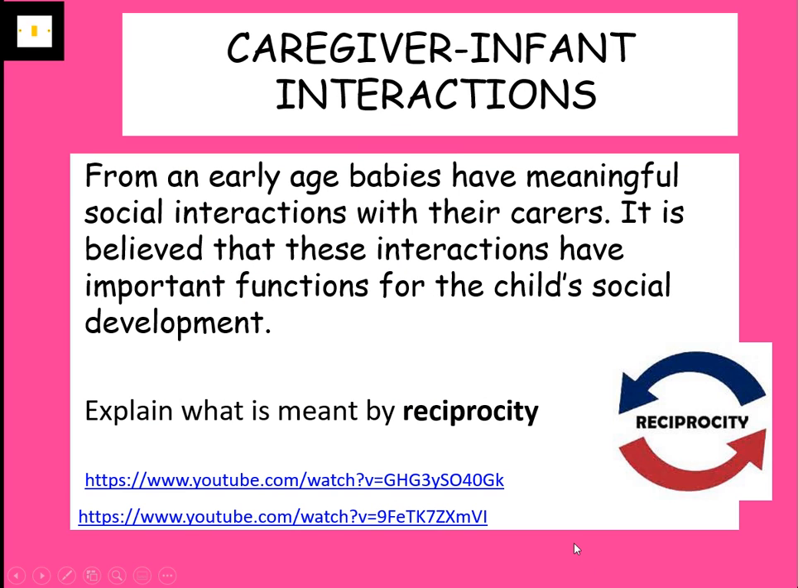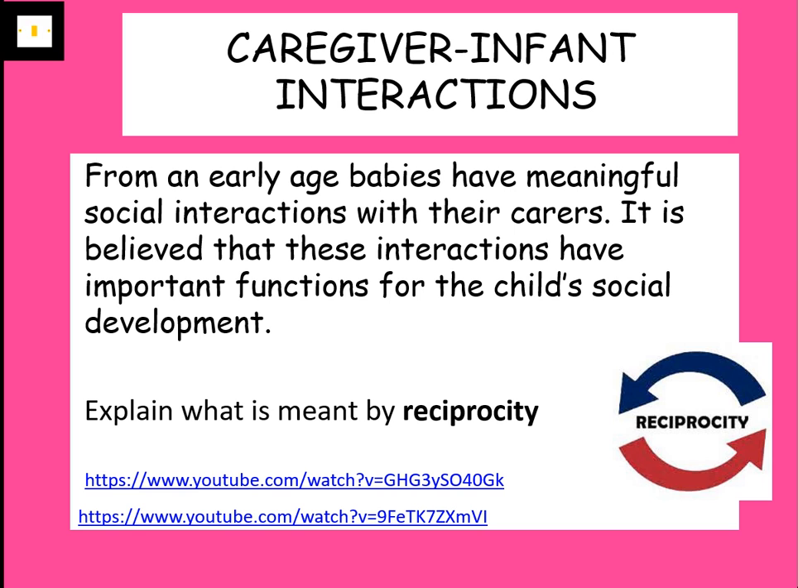Okay, so if we go on to this, from an early age, babies do have meaningful social interactions with their carers. It's believed that these interactions have important functions for their development. Now we're going to look at what is meant by reciprocity. There are 2 clips here that you can read. But if you look at this, reciprocity is basically you give someone something and they give back. So for example, you smile at someone and they reciprocate by smiling back. You say thank you to somebody and they reciprocate by saying you're welcome. So that is just so you understand what reciprocity is.